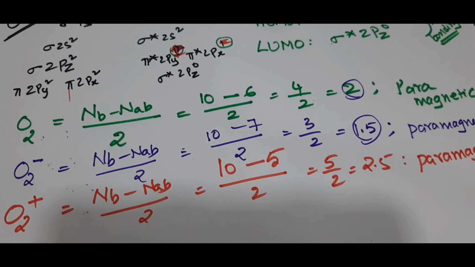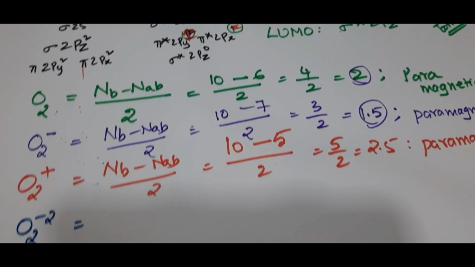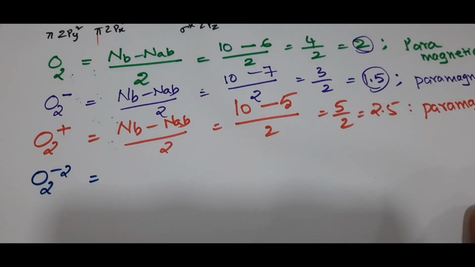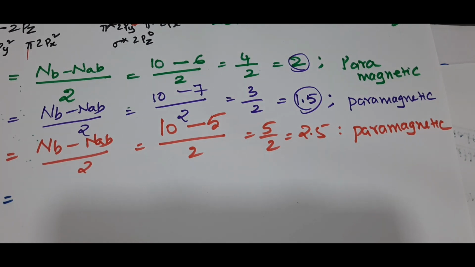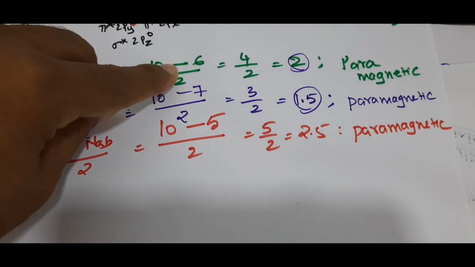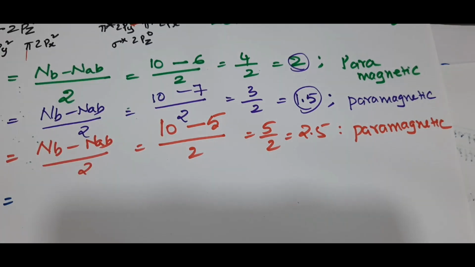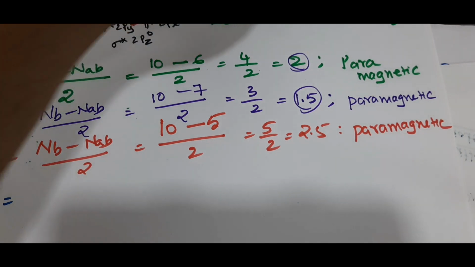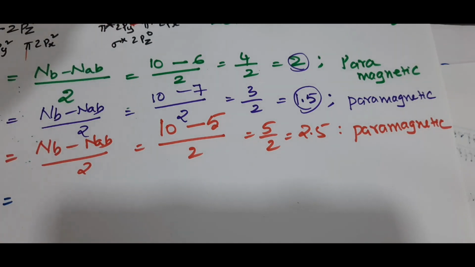Now go to O2 minus 2 or O2 plus 2. O2 minus 2 means you will enter 2 more electrons to the O2 molecule. In the O2 molecule there are 10 bonding and 6 anti-bonding. Now you are going to enter 2 more electrons. These 2 more electrons enter into the HOMO. HOMO has 1 electron. So you will add 2 more electrons, 2py2, 2px2. Understood?